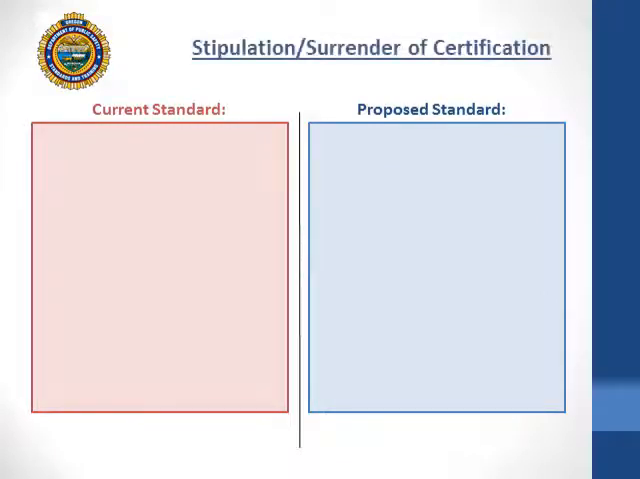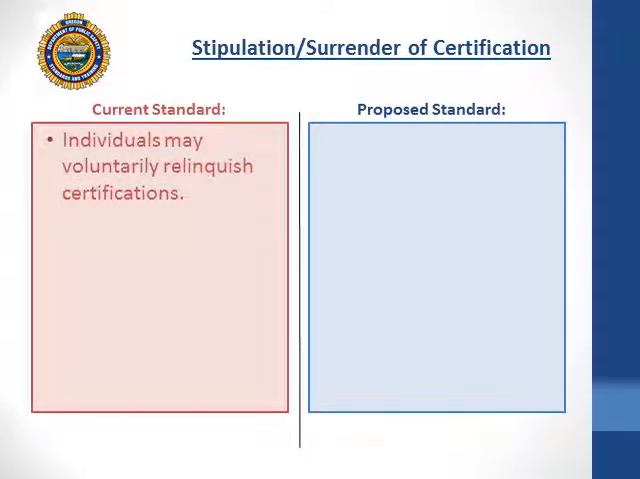Another change involves the voluntary relinquishment of certifications. Under the current standard, upon an individual's request to relinquish their certifications and waive a right to a hearing, DPSST will typically halt any administrative action.